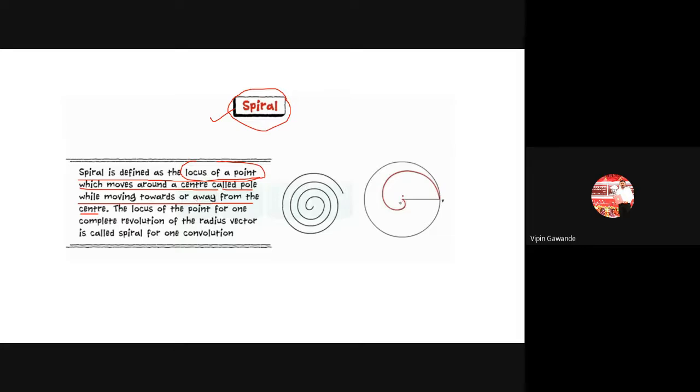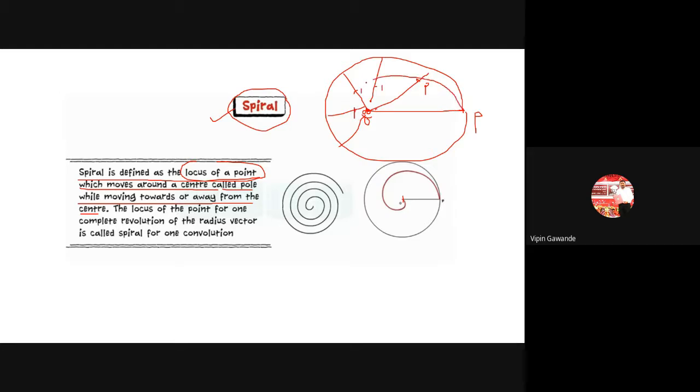Suppose you take one stick here, and point P is here. Now you rotate this stick. When you rotate it, in every division this point will move one division forward, going toward the center. So it will come here, then here, then here, and lastly it will come up to the center. That means the point P is moving toward the center.